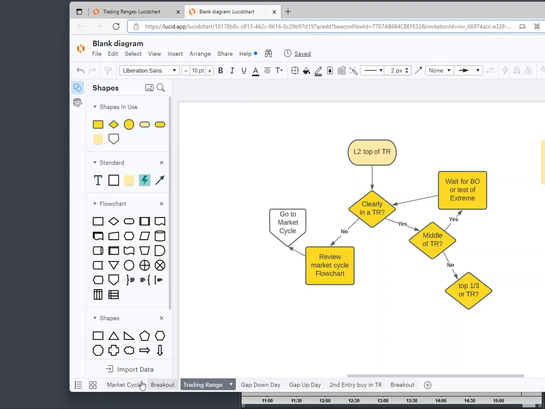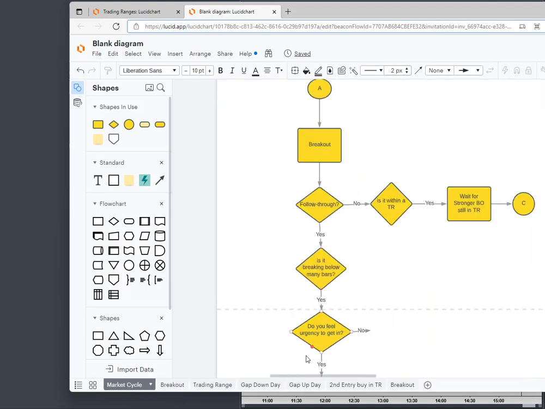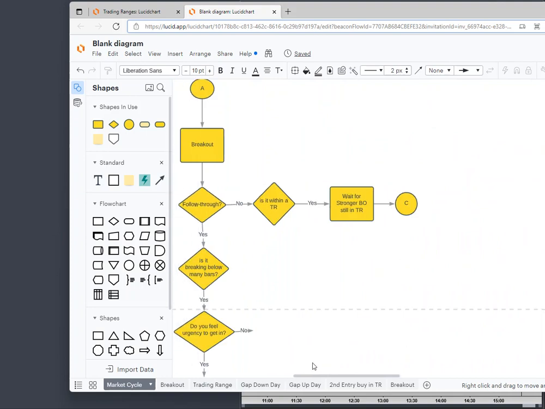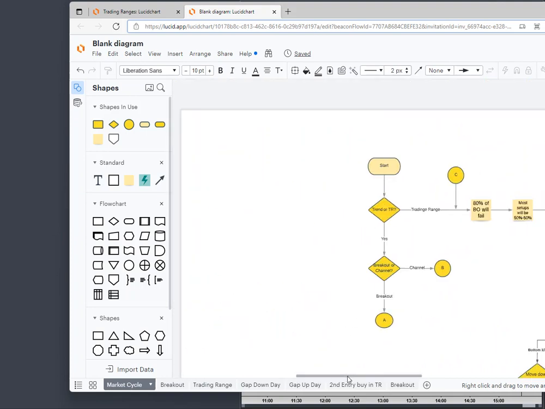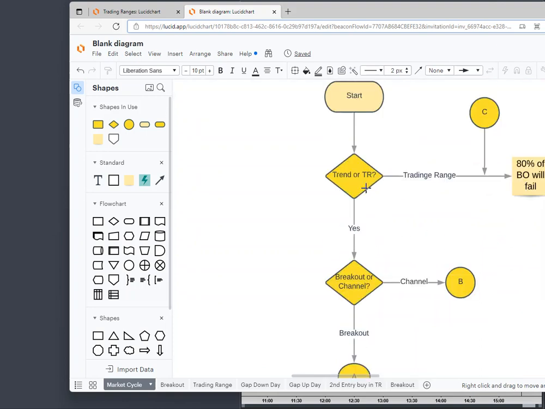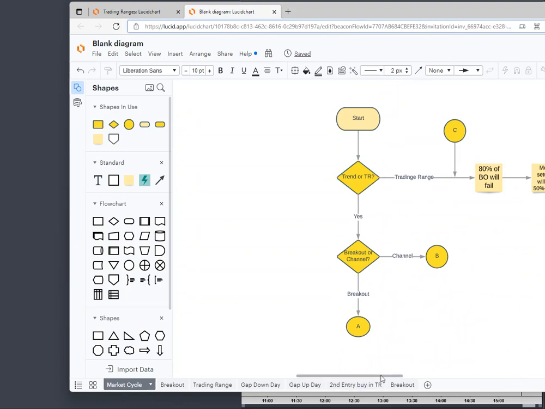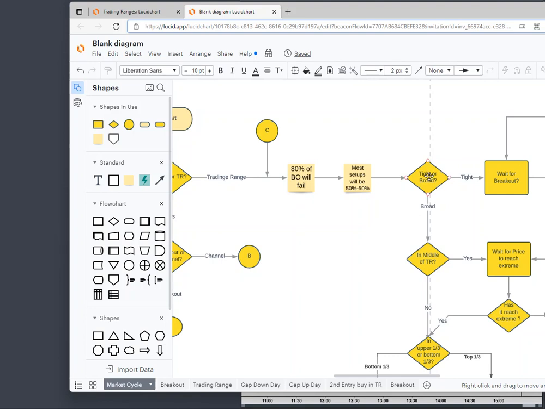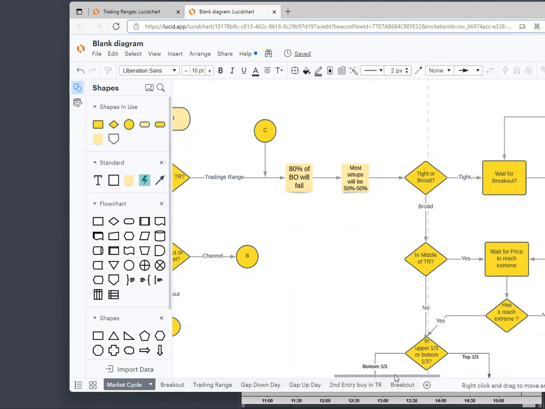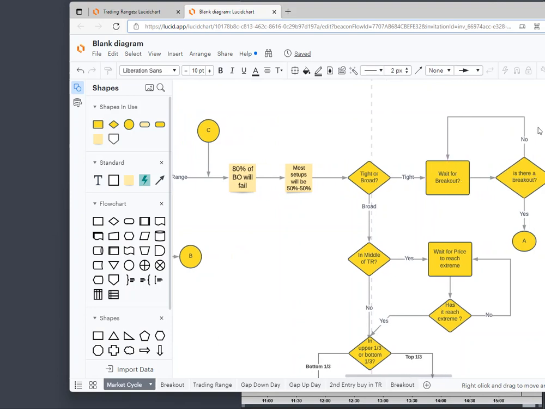Like Al, he talks about the market cycle, and in the market cycle, I've got to zoom out a little bit. The first thing Al asks himself is, is it a trend or a trading range? And if it's a trading range, these are just little reminders: 80% of breakouts fail. Most setups are around 50-50. But I'm going to go to the very next question, which is tight or broad. If it's tight, wait for the breakout. And is there a breakout? No, so you wait for the breakout.